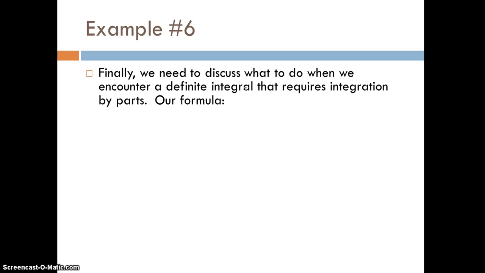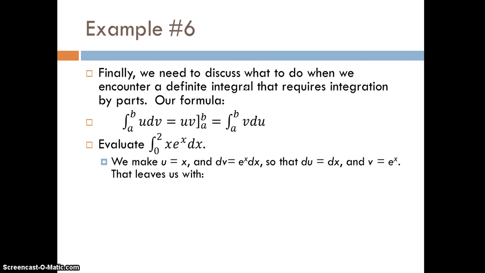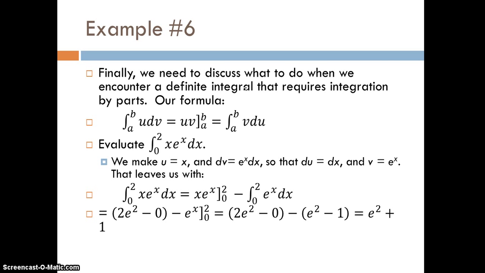Finally, we need to discuss what to do when we encounter a definite integral that requires integration by parts. So our formula is the integral from a to b of u dv is equal to uv, evaluated from a to b, minus the integral from a to b of v du. That's a typo there. So for example, if we want to evaluate the integral from 0 to 2 of x times e to the x dx, we use our formula. We plug in just as before, and we'll have to actually evaluate the integral from 0 to 2 of e to the x dx.